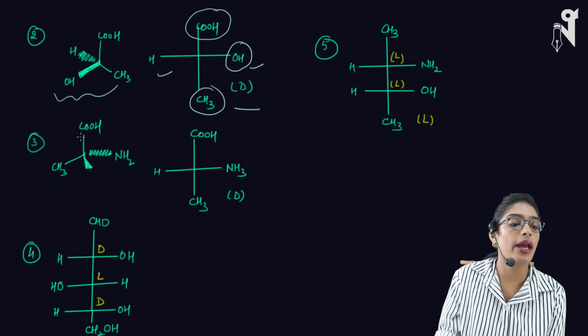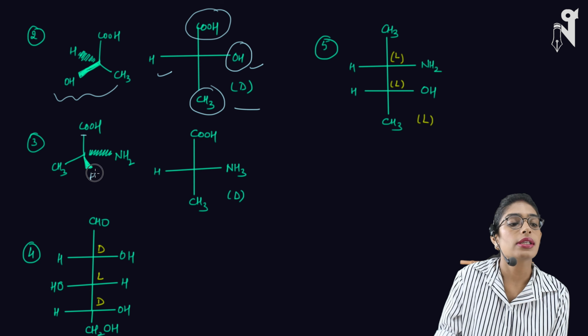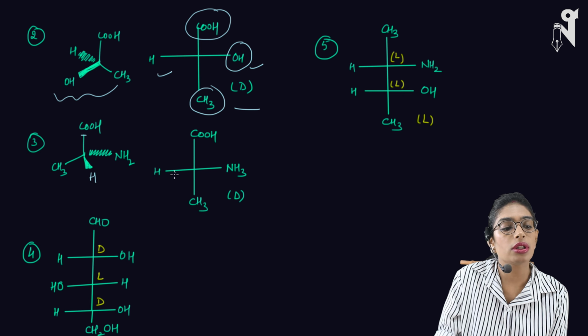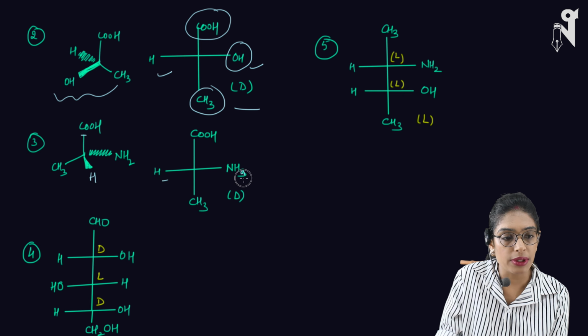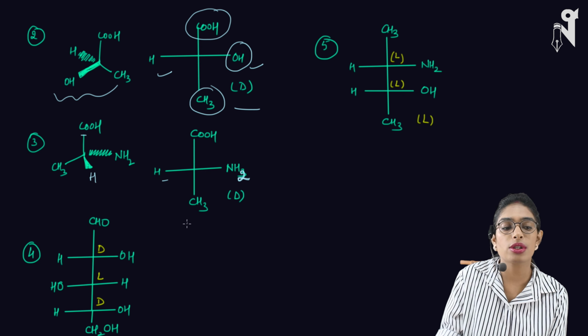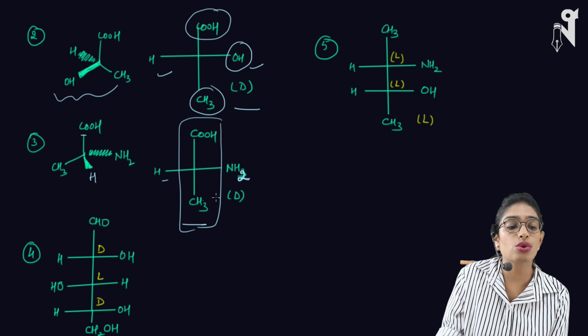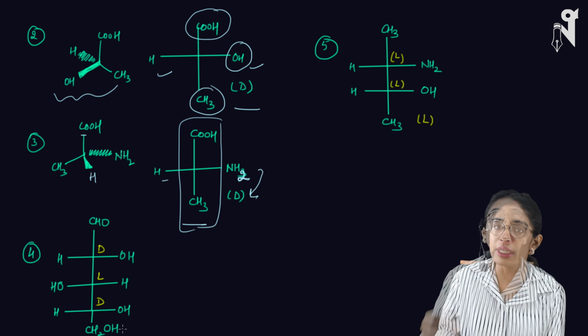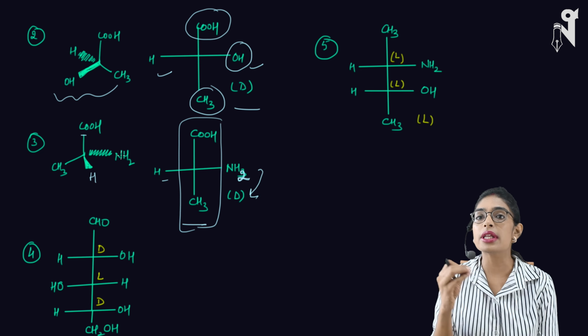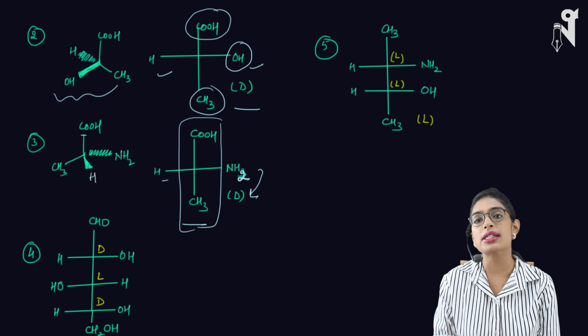Look at this one: CHO, hydrogen, NH2, my bad, it is a typo, please correct it, NH2 and CH3. So already this Fisher projection is in the perfect manner. NH2 is on the right, so the configuration is D. If I have multiple chiral centers, there also we will be individually assigning D and L.